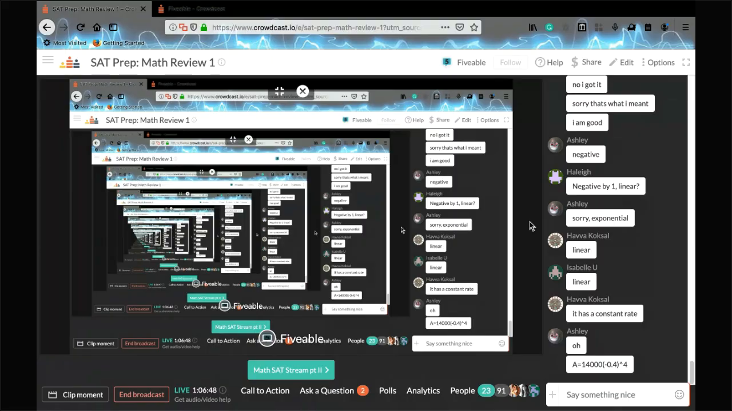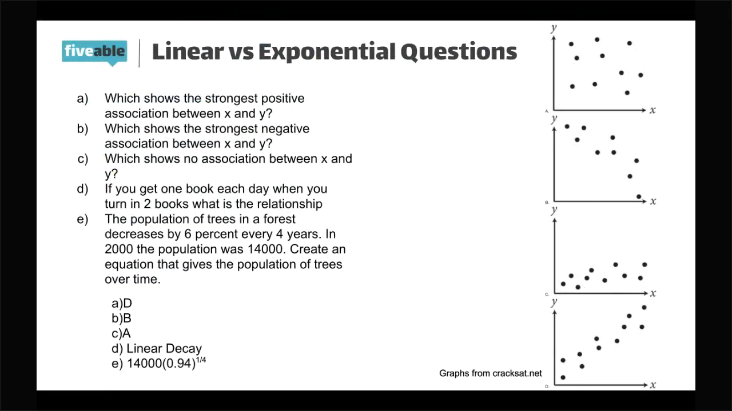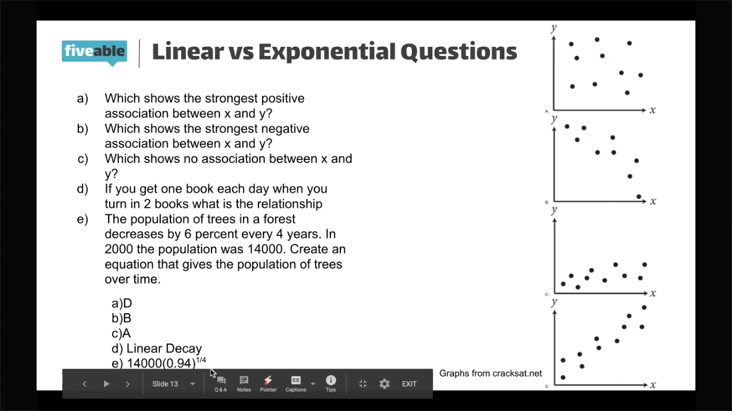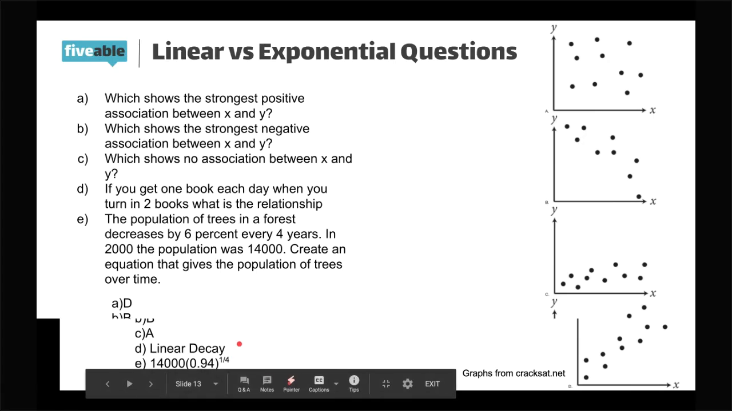All right, let's go back. So A, B, C, D, that's E. We can replace 1 with X, and that's the amount of years. That would be what you would see on an exam if you replace 1 with X, but Google Slides did not like me putting X over 4.